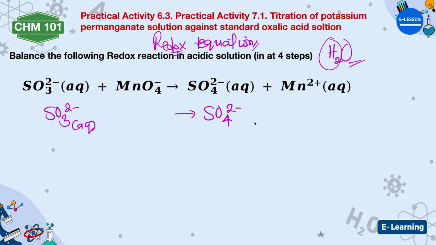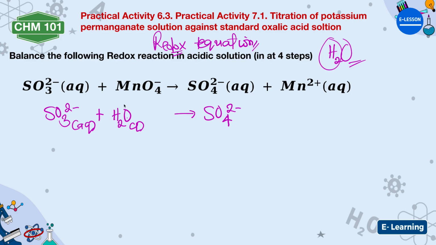So in this case, oxygen here is 4, oxygen here is 3. We need 1 more oxygen at this side to complete 4. So I am going to add 1 molecule of what? Water, H2O, liquid. Is that okay? Oxygen is now balanced. We have 4 oxygen here, 3 plus 1, 4.